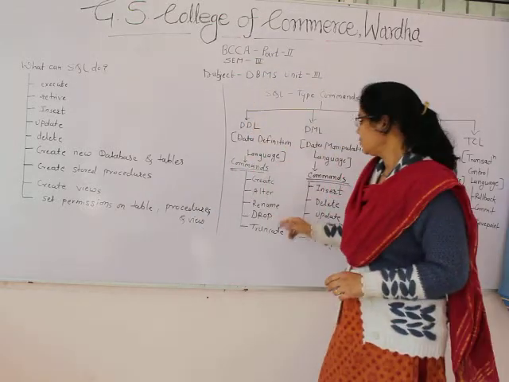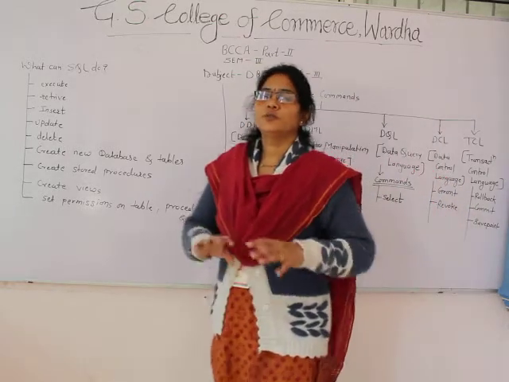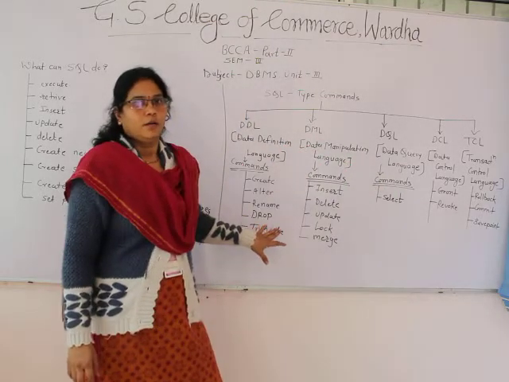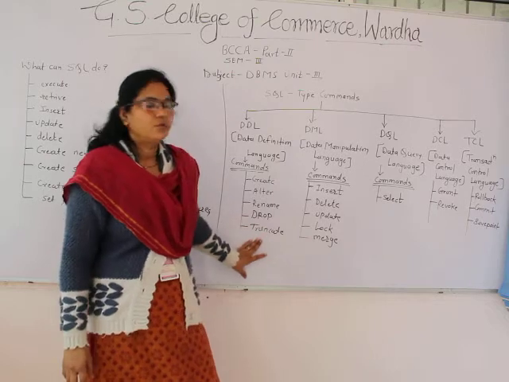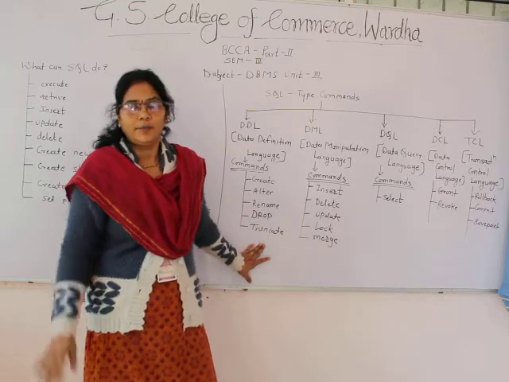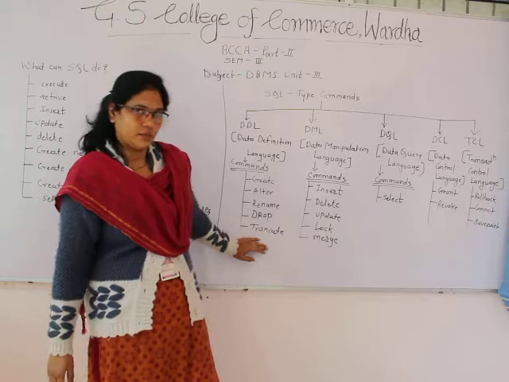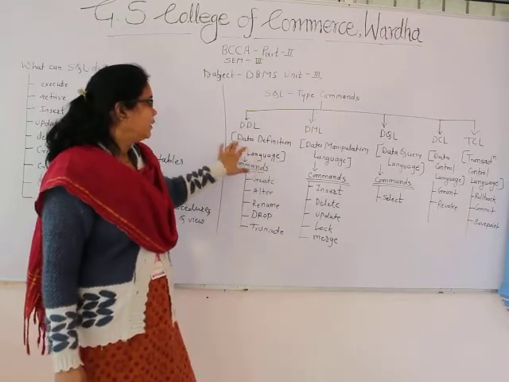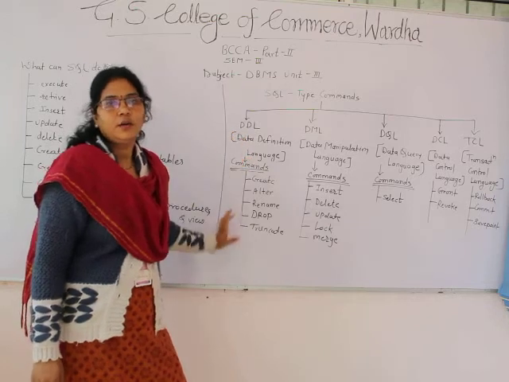Then the next one is drop. It is used to delete the row. Then truncate, it is used to delete a table permanently from the database. Those commands are used for defining the data which is stored in our database.